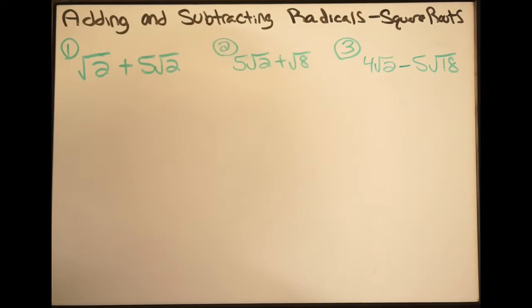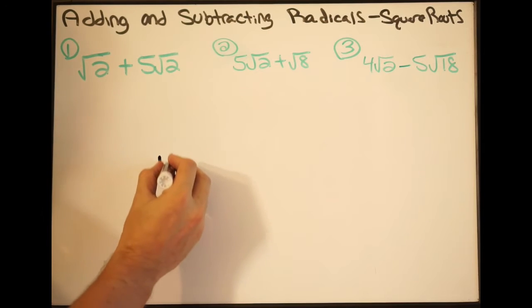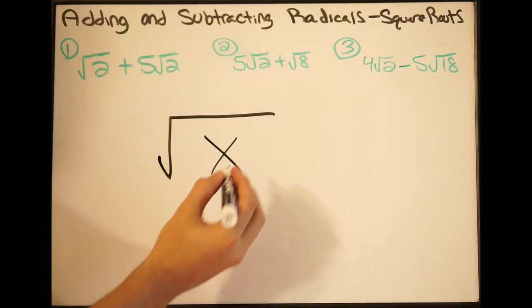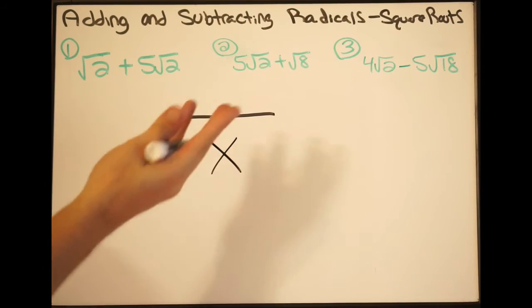Okay, so in this example, we're going to be talking about adding and subtracting radicals, and in particular, square roots. Now, before we do this problem, let's first talk about radicals. So I'm just going to go ahead and draw out a little template here. So I'll just put x here. Okay, so I had the square root of x.